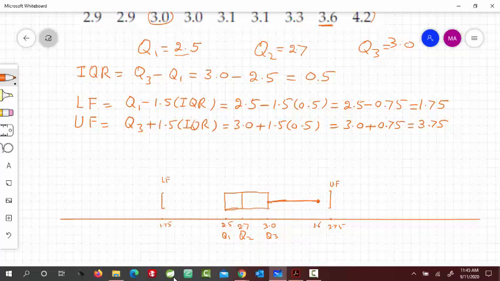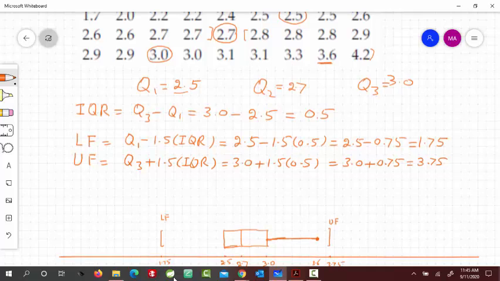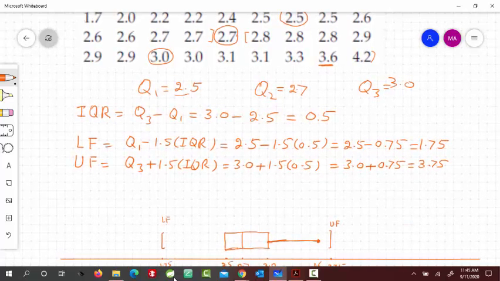Similarly, look for the smallest value which is greater than the lower fence. You see that the smallest value greater than the lower fence is this 2.0. So if it's 1.75, 1.8, 1.9, then 2.0 would be here. And again join it by a line.